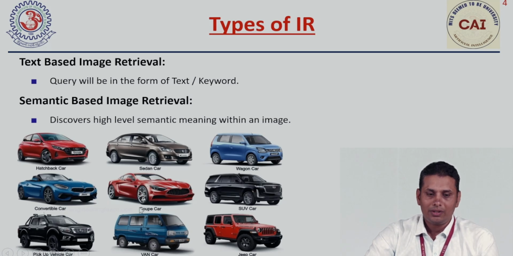So for the type of car, I need to clearly mention how many persons, how many seats are available, and for which purpose that particular car is. I need to give the entire features about the car. Then it is considered semantic based image retrieval.